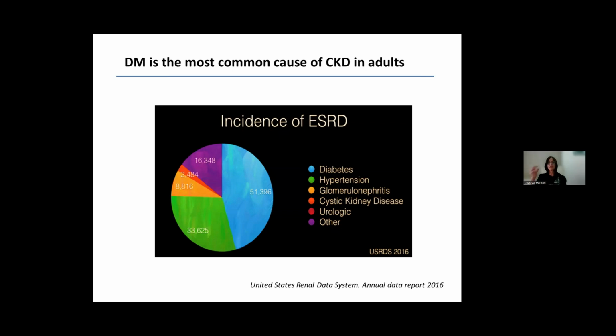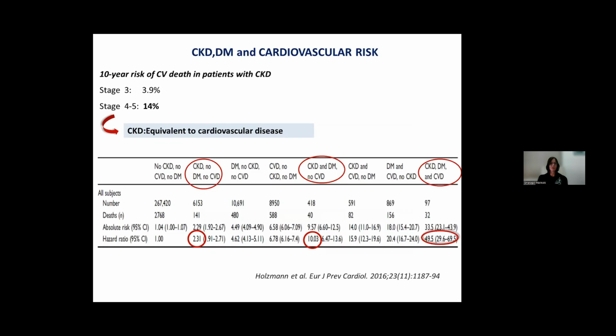end-stage renal disease, the patients that need substitution of their renal function, we can see here that diabetes accounts for about 50% of all end-stage renal disease patients. As we can see, the conditions are closely linked and highly prevalent in all countries. And the worst is not only the prevalence, but also the interaction.